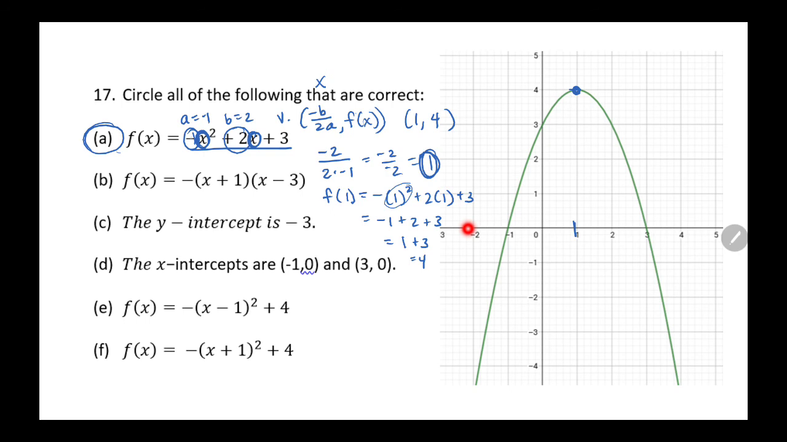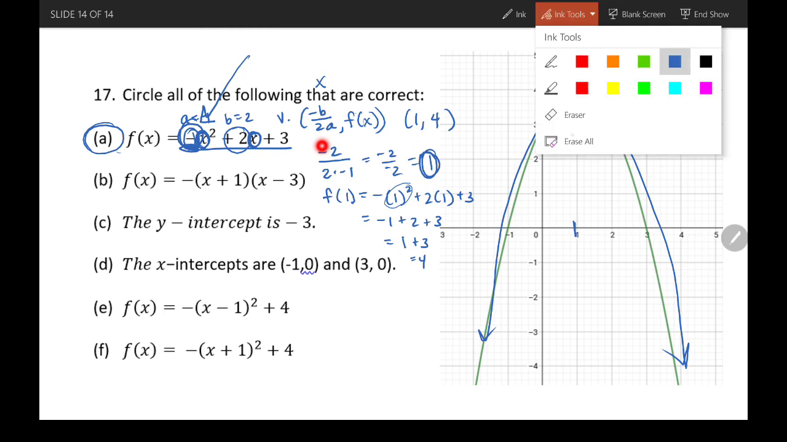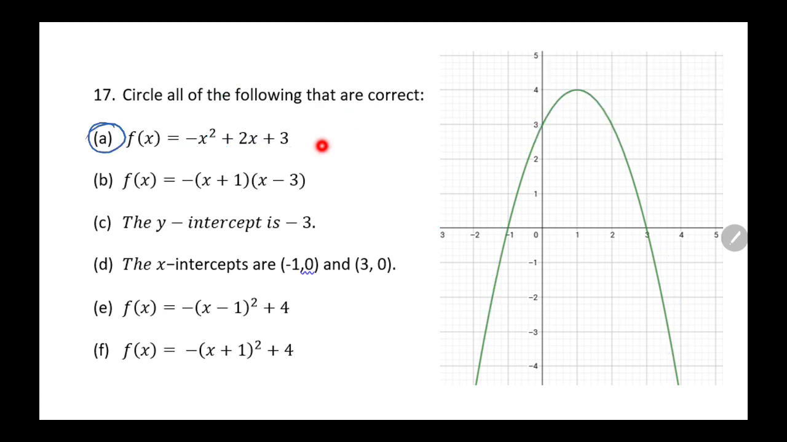Also, notice that negative out in front right here, oh my gosh, it means that it's facing down. So it looks like we're good on this one. I'm going to mark that as true. And I'm going to erase all this mess that I made. Okay, so circle, yes, that's true.